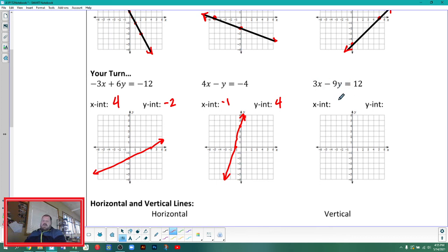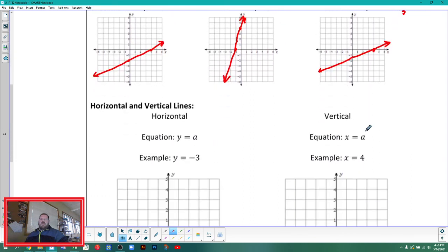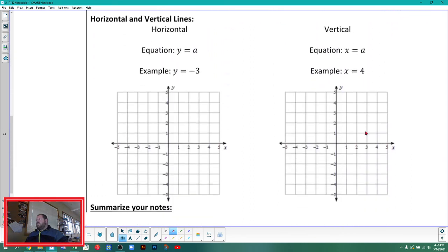Last one should get an x-intercept at 4 and a y-intercept at something ugly, negative 4/3 or maybe negative 1.3, repeating. So that one's a little bit ugly. We're just going to do our best. X-intercept at 4. Y-intercept at negative 1 1/3, a little bit below 1. And let's try that one again. Something about there. Okay, the last thing I want to talk about are horizontal and vertical lines because they do show up.